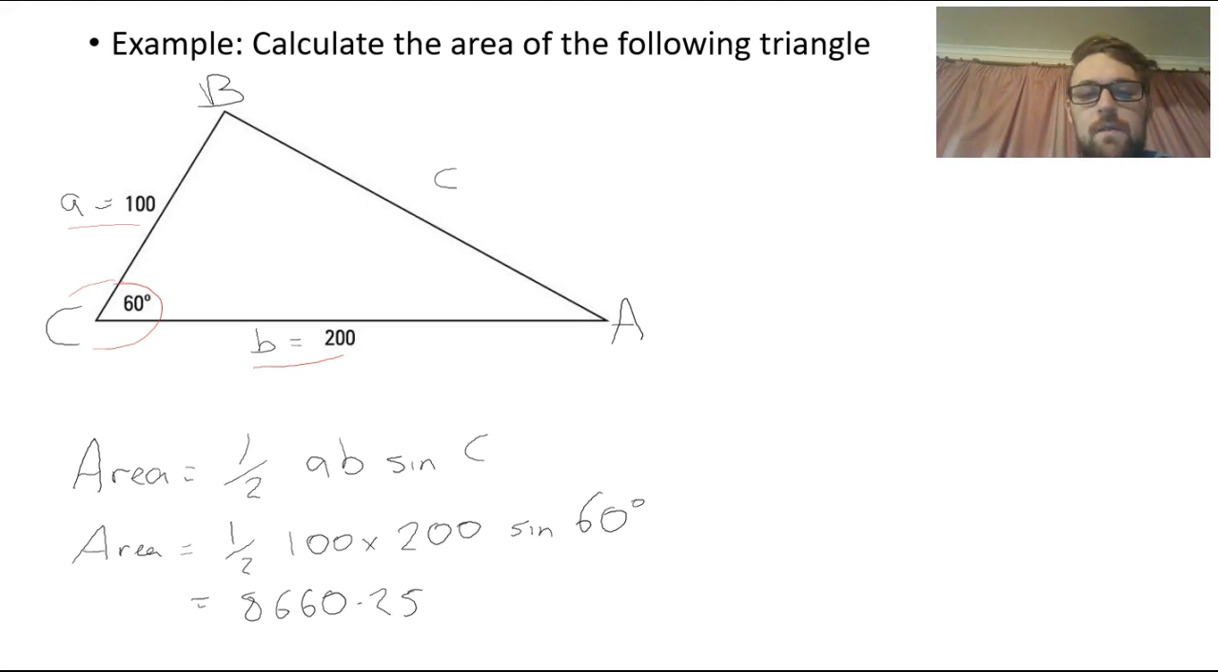Okay. So I'm probably going to round that off to three significant figures, seeing as I was given 3 here and 3 here, even though I was only given 2 there, but I would round this off to 8660. Okay, again, the units would be squared units, but we haven't been given units here, so I'd write this as units squared. Okay, so that's how we deal with a triangle when we don't know the height.